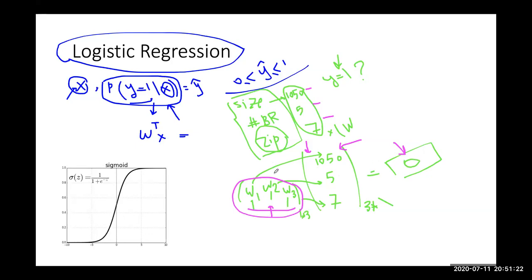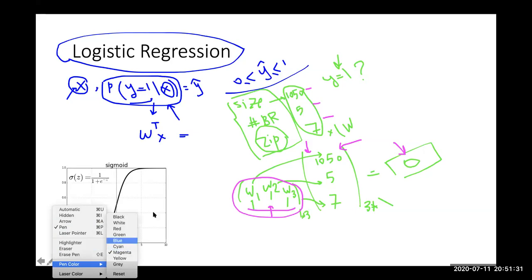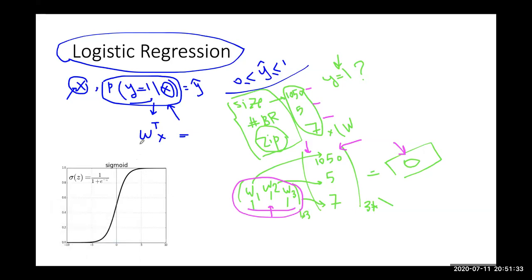So that's about finding W's. Going back to here, we want to find a set of W's that, when we multiply by X, will provide us with the best answer. And usually, if you are familiar, because this will be a straight line, W transpose times X will be a straight line.